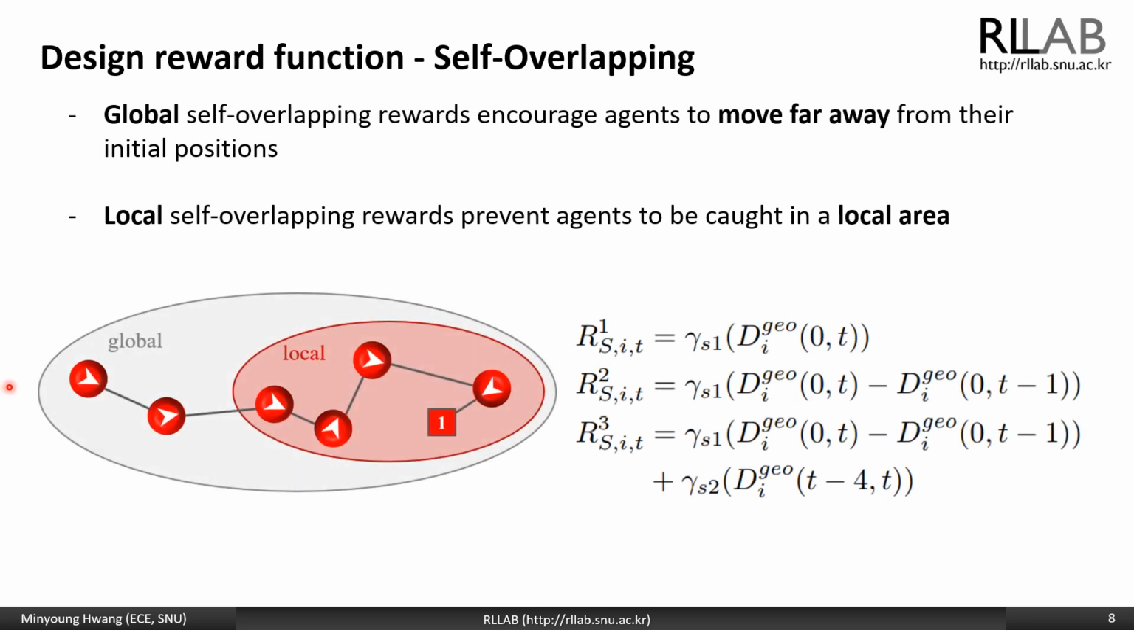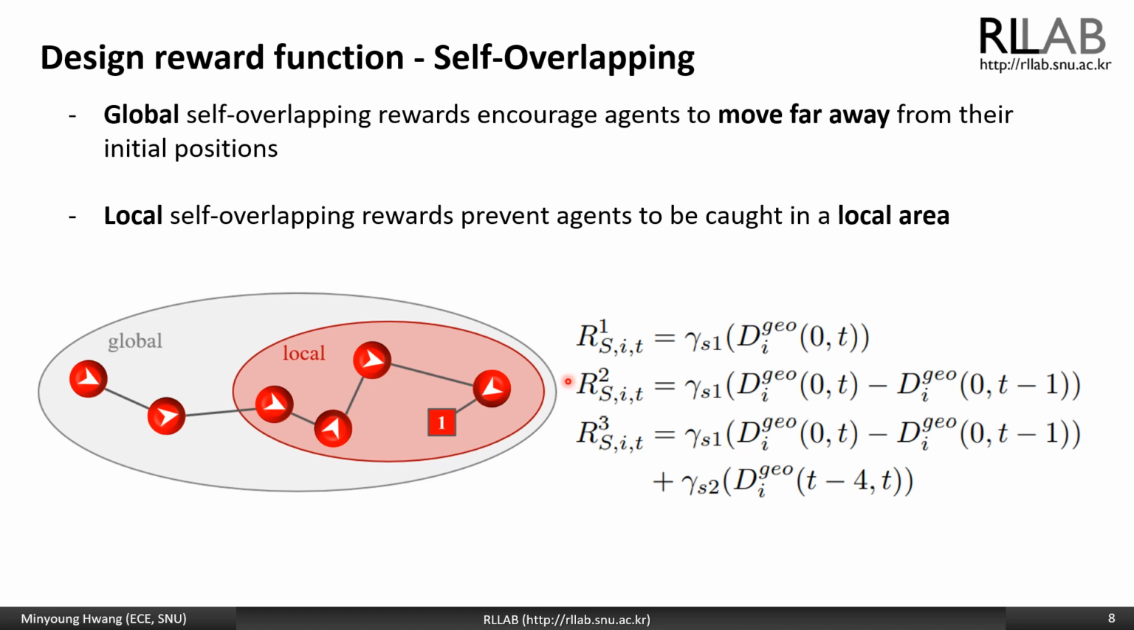Next, we designed the self-overlapping reward into three different models. We used geodesic distance, which is calculated as the shortest path distance between positions to express self-overlapping coverage. Global self-overlapping reward encourages each agent to spread from its initial point. The first two models express global self-overlapping reward in two ways.